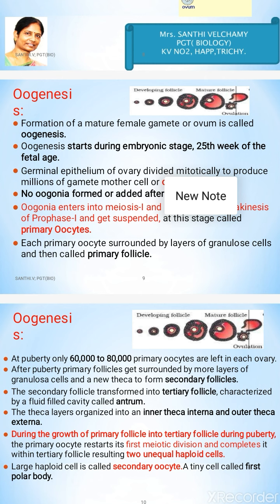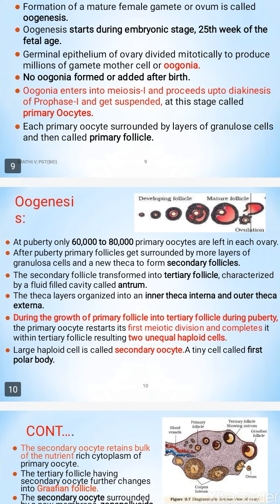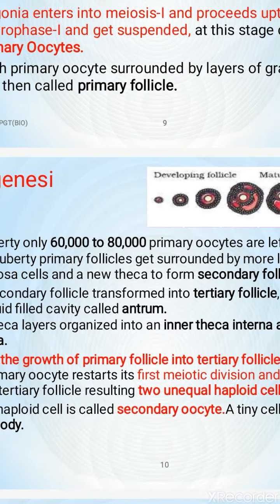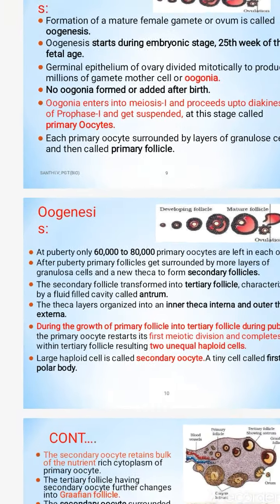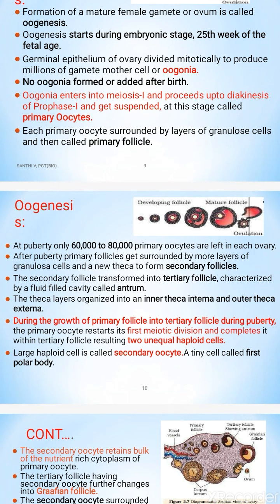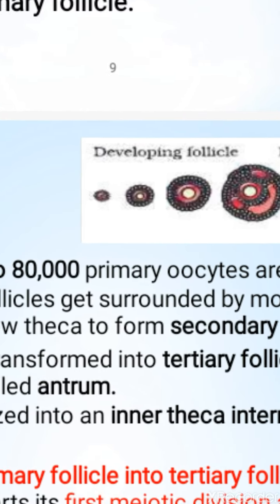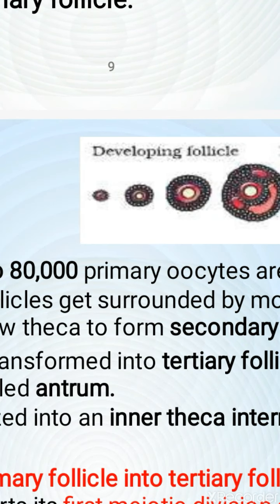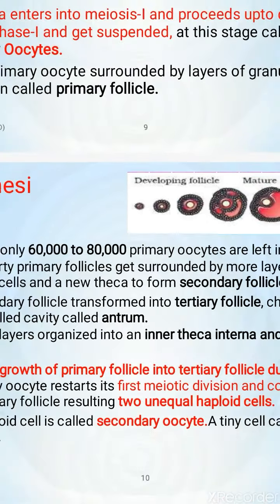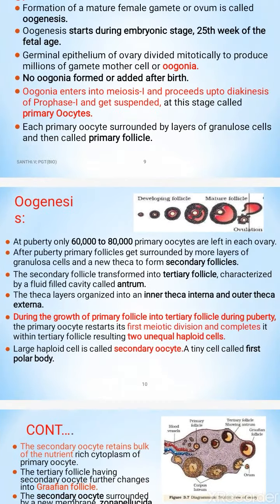Later the primary follicle is converted into secondary and then tertiary follicle. At puberty, about 60,000 to 80,000 primary oocytes will be left in each ovary. After puberty, the primary follicle gets surrounded by many more layers of granulosa cells. You see here first, these are developing follicles. They have a few layers of cells and later are surrounded by more layers of cells.